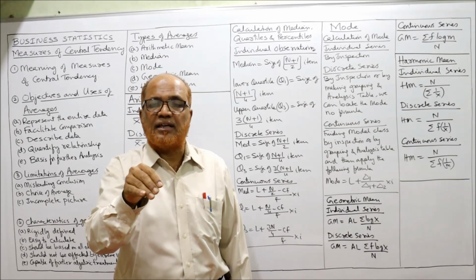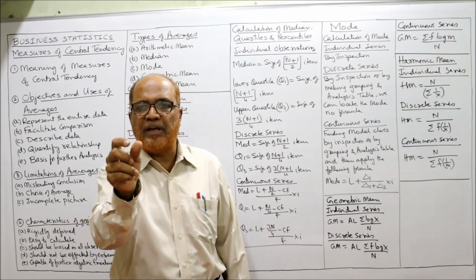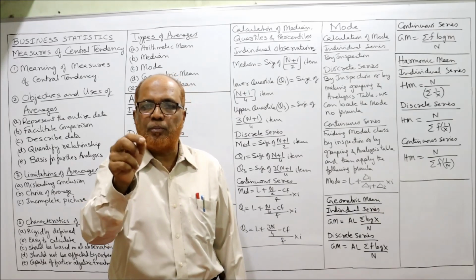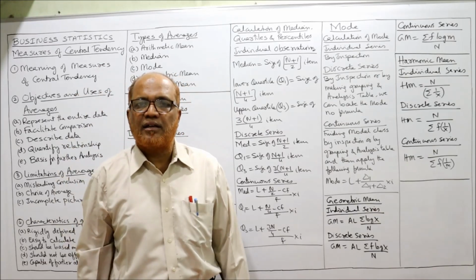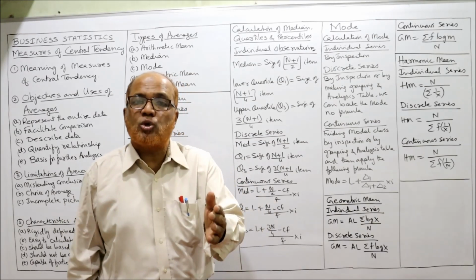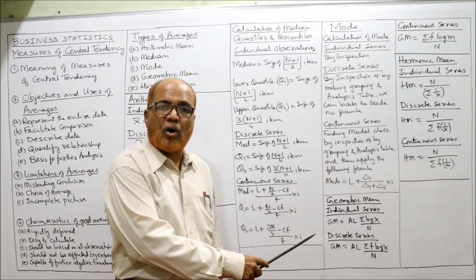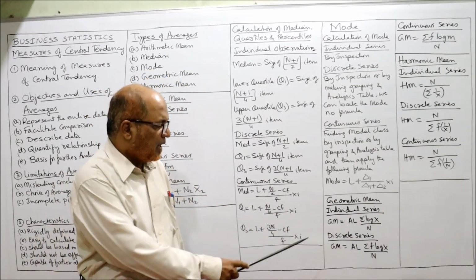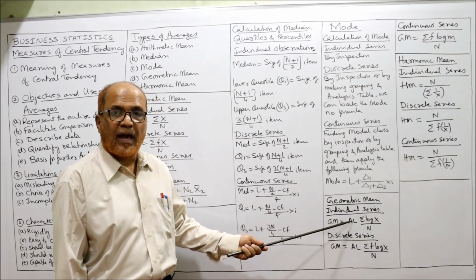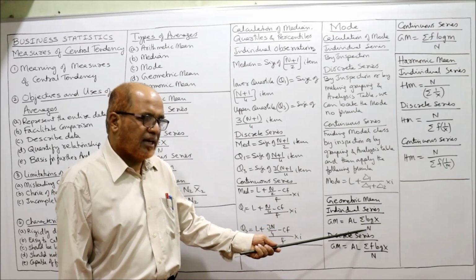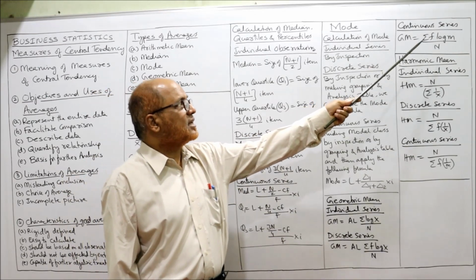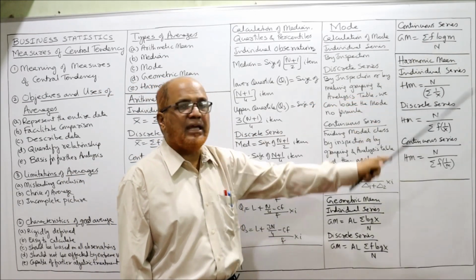If three items are there, A, B, C, A into B into C, cube root, or (A × B × C) to the power of 1/3. This is geometric mean. But if the number of items is 4, 5, 6, it will be difficult. So that's why we make use of the logarithm table in order to find out geometric mean. The formula is, individual series GM is equal to antilog of Σlog x / n. Or discrete series, antilog of Σf log x / n. And continuous series, antilog of Σf log m / n.